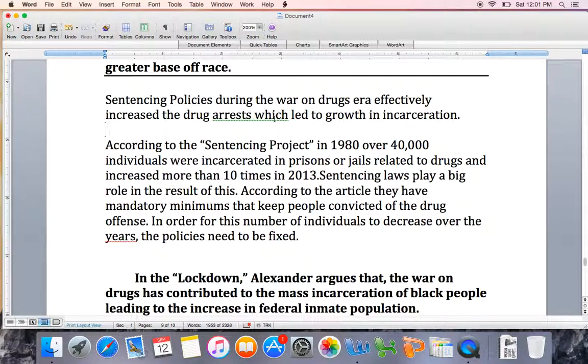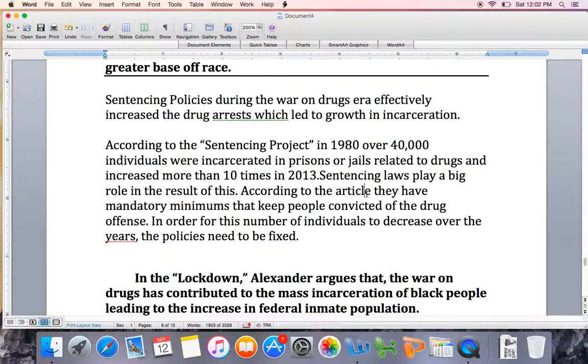According to the Sentencing Project, in 1980, over 40,000 individuals were incarcerated in prisons or jails related to drugs and increased more than 10 times in 2013. Sentencing laws play a big role in the result of this. According to the article, they have mandatory minimums that keep people convicted of the drug offense. In order for this number of individuals to decrease over the years, the policies need to be fixed. This is good.